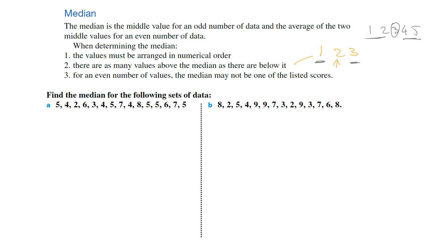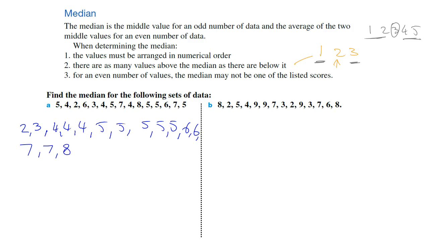So if we put this in numerical order, what we find is we go 2, 3, 4, 4, 4. Then we've got 5, 5, 5, 5, 5, 6, 6, 7, 7, and 8. So if you're doing this, cross those out as you do them, okay?